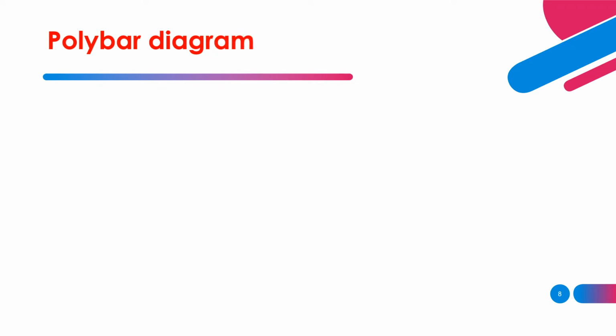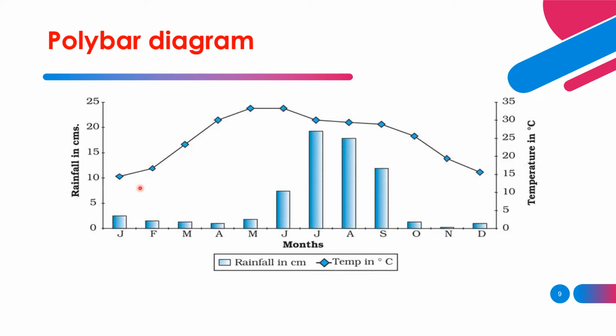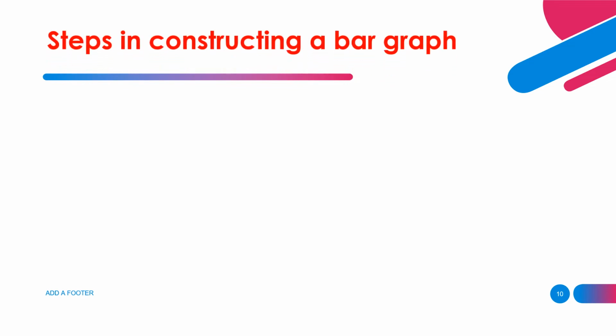Okay, next, we have the polybar diagram. The line and the bar graphs, drawn separately, may also be combined to depict data related to closely associated characteristics, such as the climatic data of mean monthly temperatures and rainfall, such as this one. So we have here a line graph and a bar graph. The line graph represents the rainfall in centimeters, and on the other side we have the temperature, and the bar graph is the rainfall in centimeters per temperature in degrees Celsius. So that's the comparison.